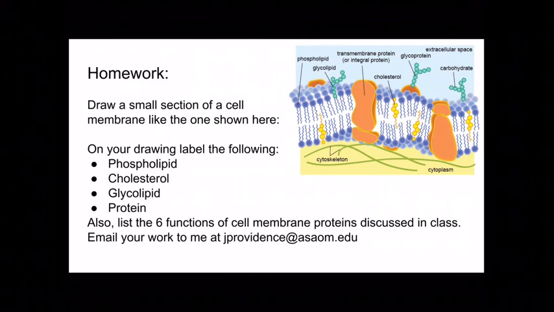And so in this particular diagram, we see a couple of proteins that cross the whole cell membrane. And in this diagram, we don't know what the function of that protein is just by looking at it, but we also see some cytoskeletal proteins just inside the cell membrane as well. So show me some proteins in the cell membrane, and then list out those 6 functions of the proteins in the cell membranes that we talked about. So that's your homework for this section.